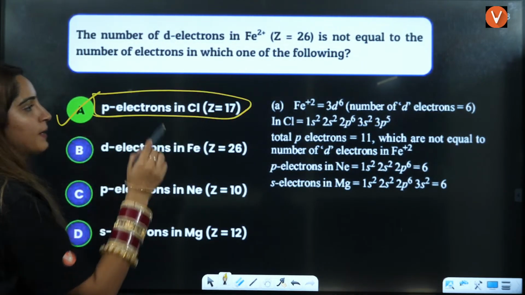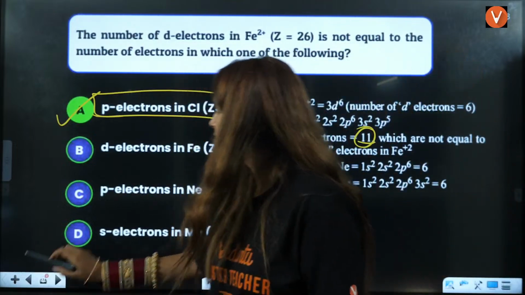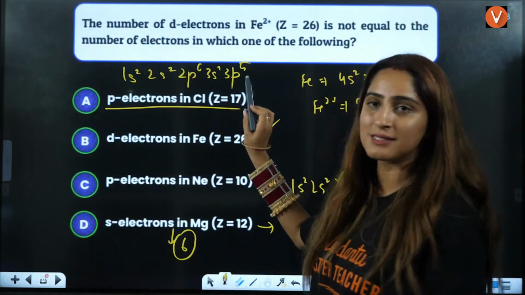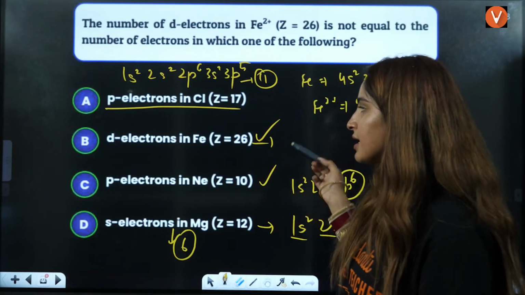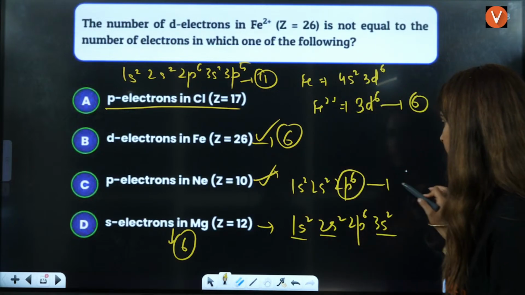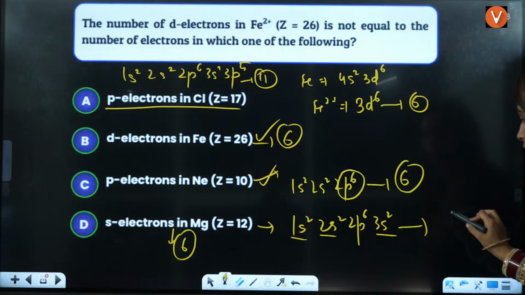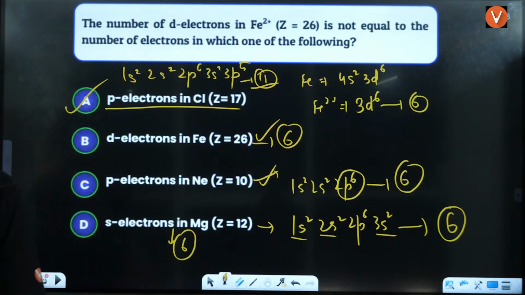The p electrons are a total of 11 here. How 11? 5 plus 6, that is a total of 11 electrons. Here d electrons are 6 only, here p electrons are 6 only, and here the number of s electrons is 6 only. But here you have 11. So A is the correct answer. Okay?